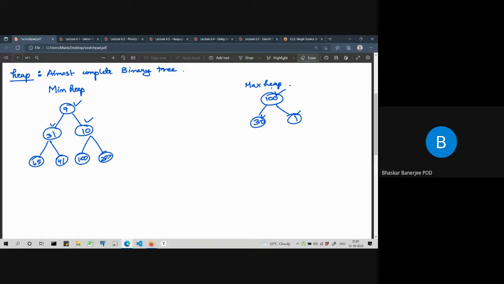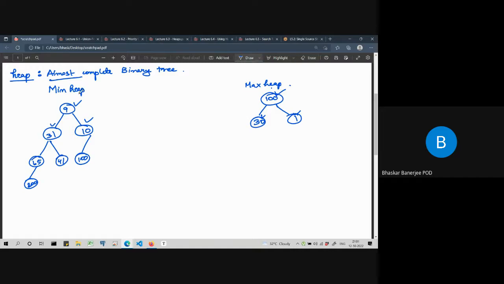By the way, is this a heap? If I write like this, let's say 200 over here. See, this follows the parent-child relationship, but this does not follow the almost complete binary tree property because I do not have a node over here at this point. So that's why this is not a heap. So a heap is an almost complete binary tree in which the parent and child constraints hold. So that is the basic definition of the data structure.